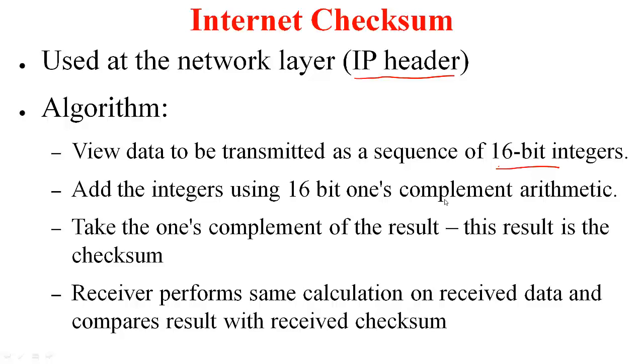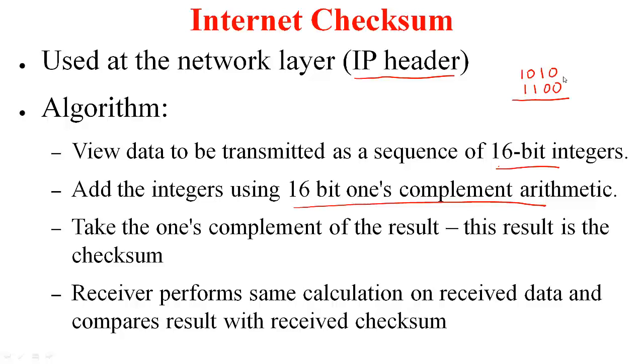And now all you do is add up these integers using 16 bits ones complement arithmetic. So in ones complement arithmetic, you do regular arithmetic over the bits, but the carry typically gets added back to the sum. So here is an example.